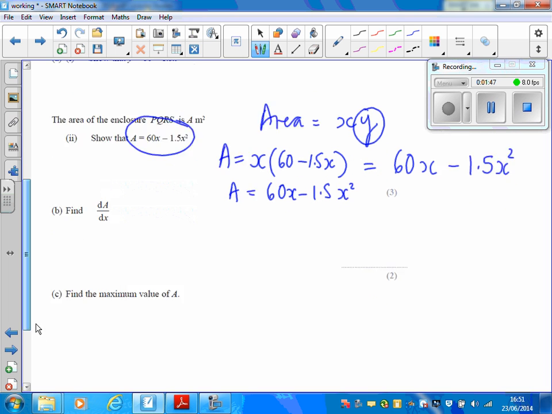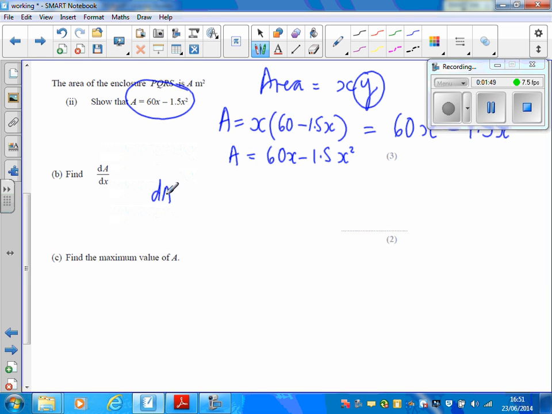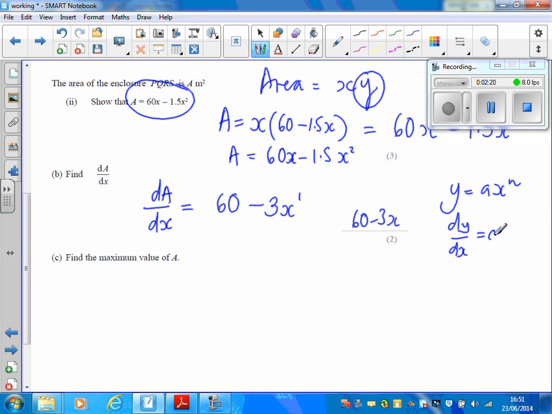The question now asks me to differentiate, so to find dA by dx, so I'm differentiating with respect to x. If I differentiate 60x, I just get 60, minus, and now to differentiate this, I'm going to do 2 times 1.5, that's 3, and I write x, and then the power goes down by 1 to just 1. So it's just 60 minus 3x. Remember, when you're differentiating, if y equals ax to the power n, then dy by dx is going to equal a times n, so a n x to the n minus 1.